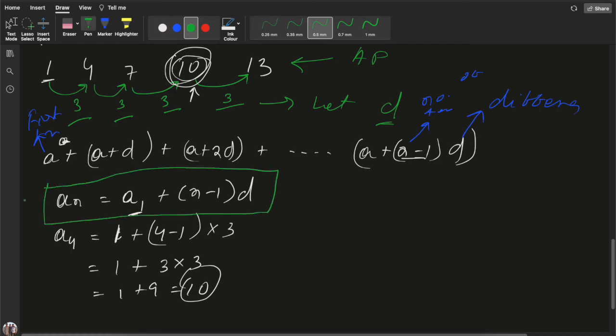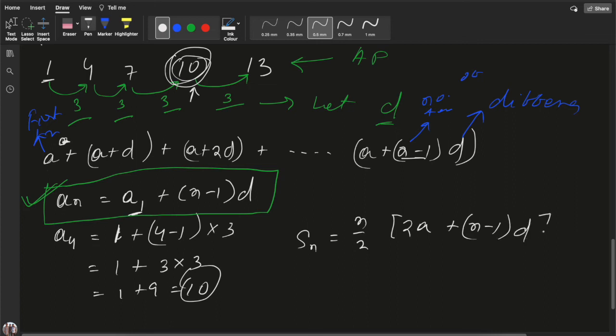This formula. Okay, and we also need another formula to find the summation of the nth term of an arithmetic progression. For that we have the formula: summation of n equals n by 2 into 2a plus (n minus 1) into d.